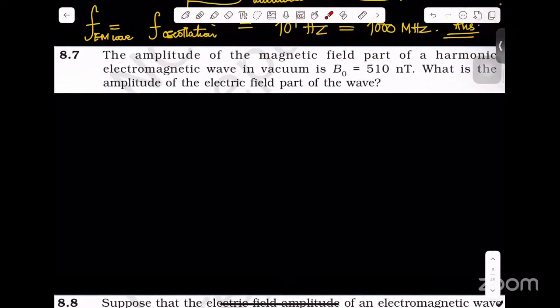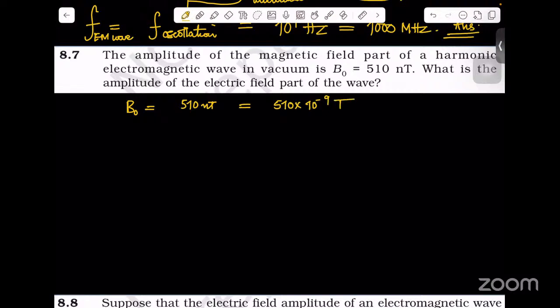The amplitude of the magnetic field part of a harmonic electromagnetic wave in vacuum is B naught equals 510 nanoteslas. So what is the amplitude of the electric field part of the wave? The magnetic field amplitude is given as 510 nanoteslas, which is 510 into 10 raised to the power minus 9 teslas.